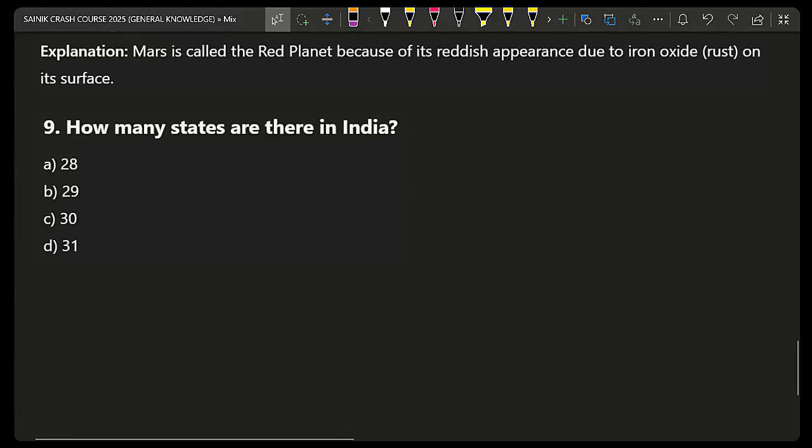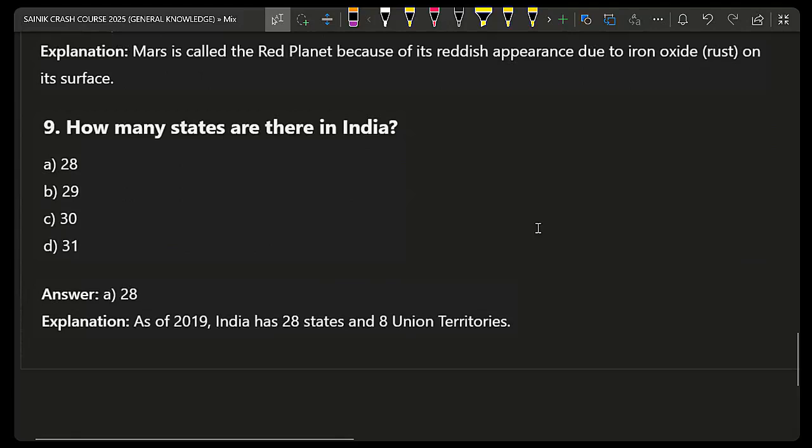Option C, there are no votes. Option D, there are 3 votes surprisingly. 31 states are there in India. Wrong answer. Option B, 6 votes, 29. And the clear winner is option A. 17 students gave the correct answer. As of 2019, the last change in the number of states and union territories happened in 2019. So as of 2019, India has 28 states and 8 union territories.